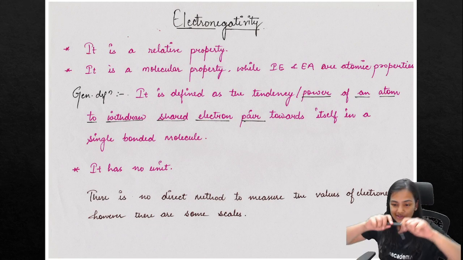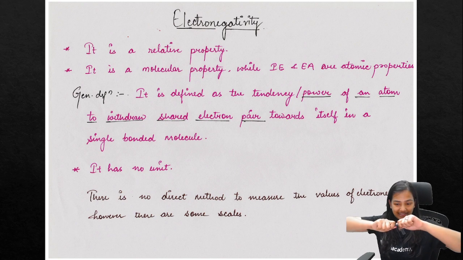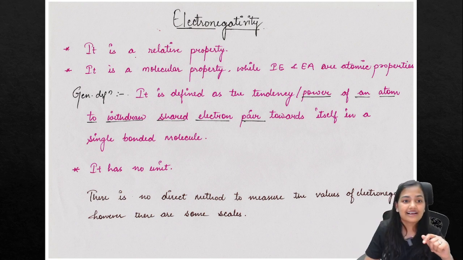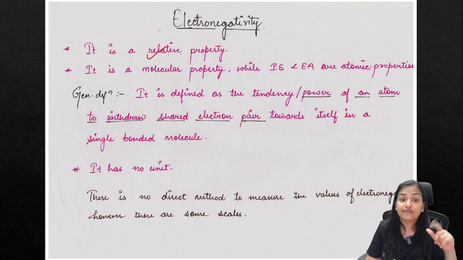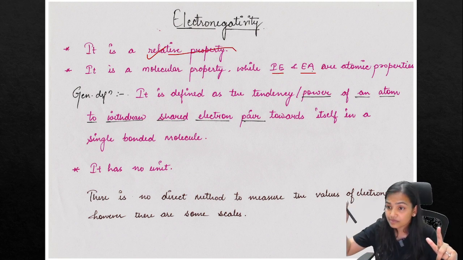First of all, what I told you: it's a relative property, in relation to this and this. It's a molecular property. There must be a bond formation, while ionization energy and electron affinity are all atomic properties.